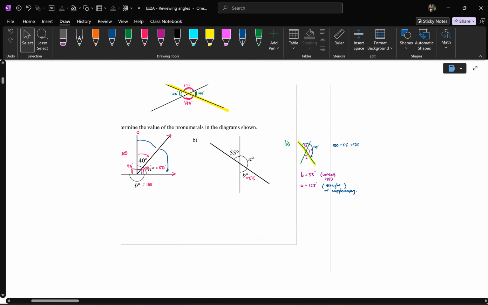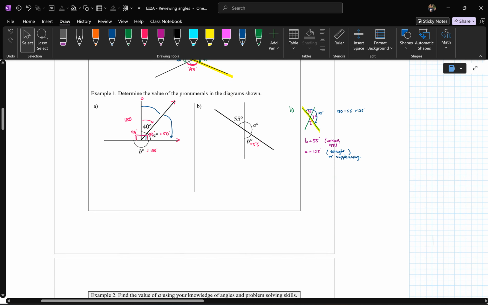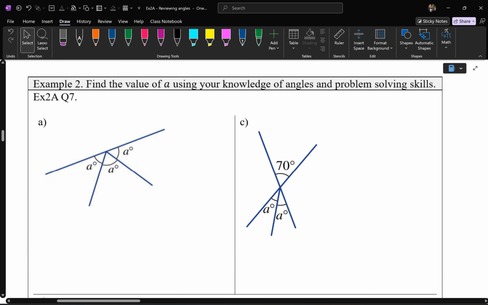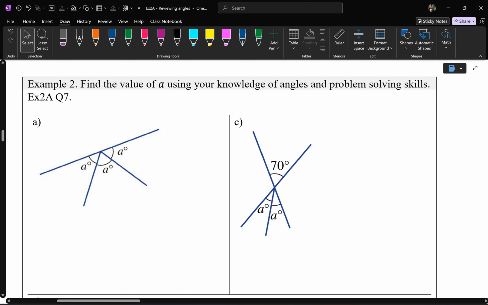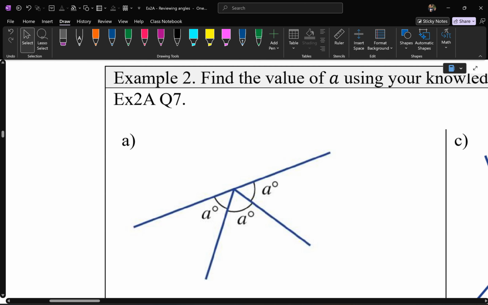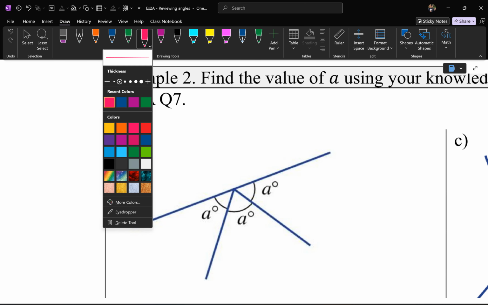All right. Let's look at the next example. Flip over to the next page. Let's have a look at example 2. This is from your textbook. I'm doing question 7 now, problem solving. Let's look at 2A question 7. Flip over, boys. Make sure to flip over. We're on the next page.